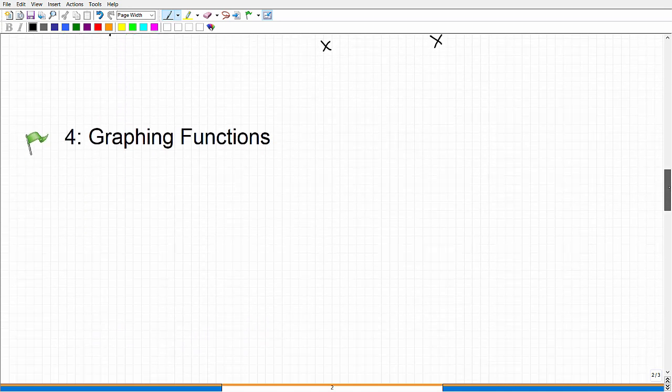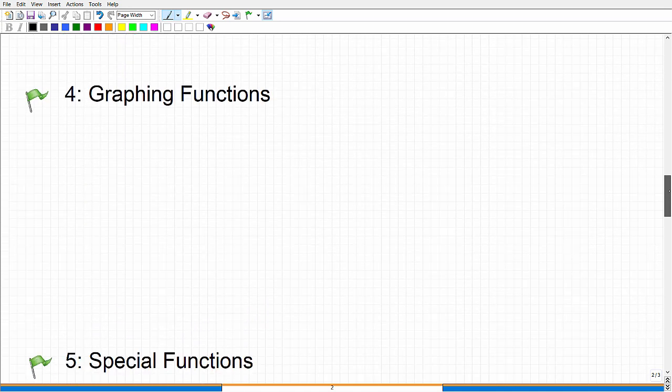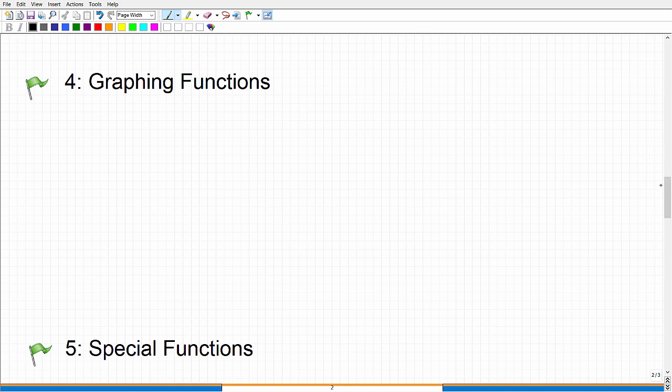All right, let's talk about our next one here. The last one here, special functions, I'll talk about in a second, is graphing functions. Let's talk about this real quick. I'm not going to spend much time on graphing functions, but again, it's something that you need to know.